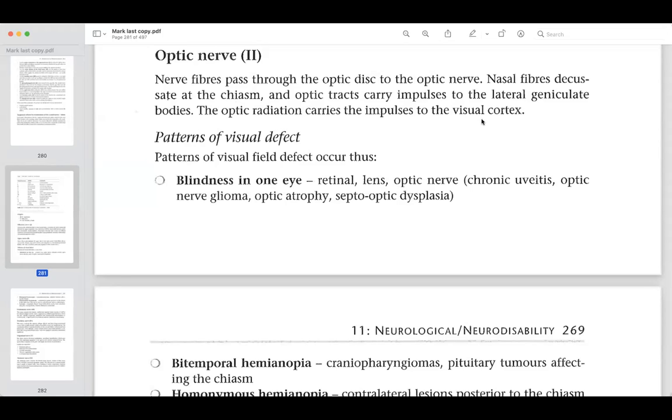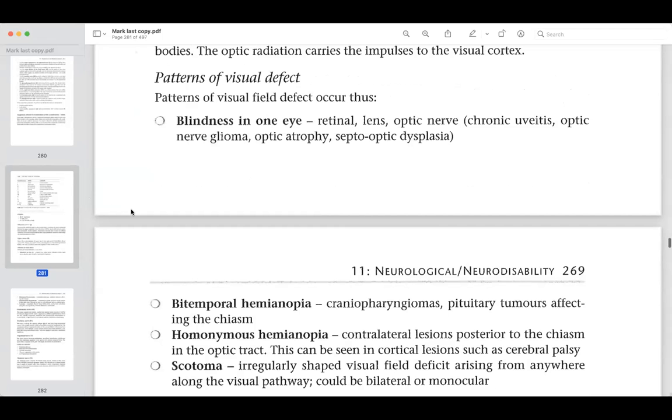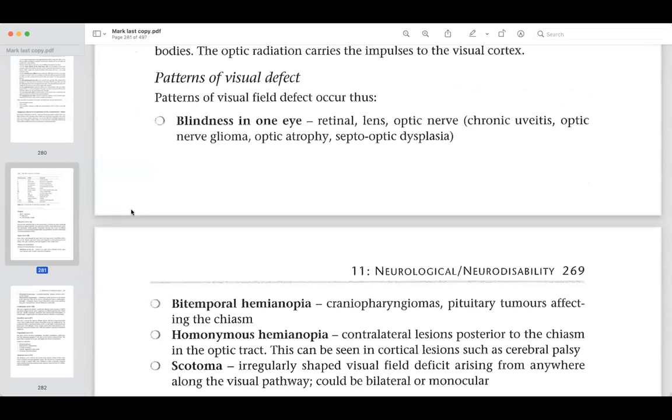Okay. So first, what happens? Optic disc to optic nerve, then nasal fibers will decussate at the chiasm, and the temporal fibers won't decussate, they go like that only. Then optic tracts are formed, which carry impulses to lateral geniculate bodies, and the optic radiation carries impulses to the visual cortex. So patterns of visual defect, we don't need much. We should only know these 4, whatever is mentioned. There are many things, but more common, and 4 if we know, it's more than enough.